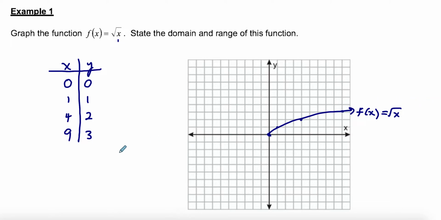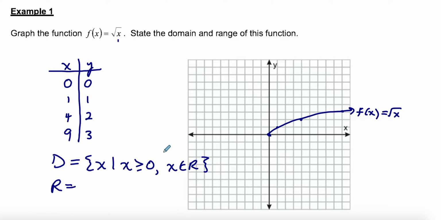So horizontally, if we're thinking of domain, this function starts at 0 and it goes to the right forever and ever. So our domain for this one would look like the set of x such that x is greater than or equal to 0, and x is an element of all real numbers, anything from 0 and up. Our range, when we look at this graph vertically, it also started at 0, and it's going to continue slowly, but it's going to continue to go up and up and up, higher and higher forever if we had a big enough piece of graph paper. So we have the set of y such that y is also greater than or equal to 0, and y is an element of all real numbers.